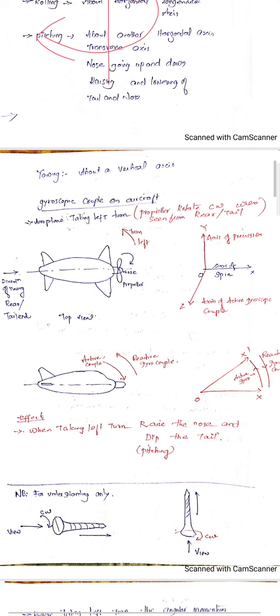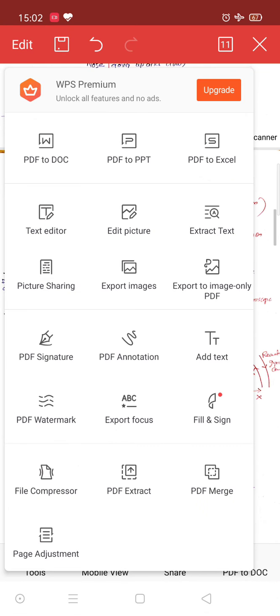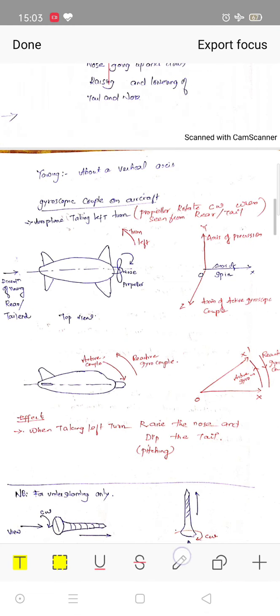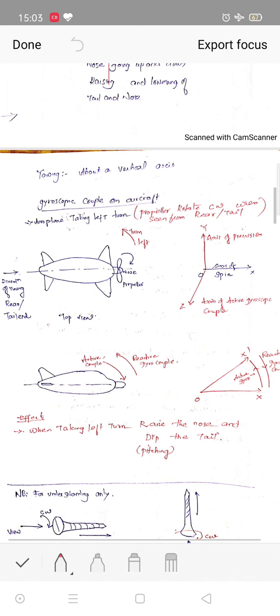So the first one: there are four cases of an aircraft. The first case is the propeller rotates in clockwise direction when seen from the rear or tail end. You should make sure the different cases are understood properly, then only we can do the problems. Which is the rear end? The back side is the rear end. Which is the front end? The nose is the front end.